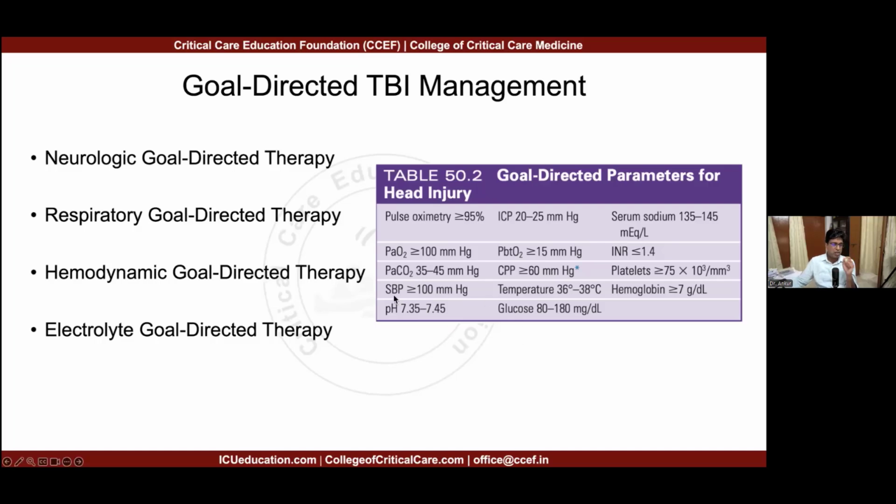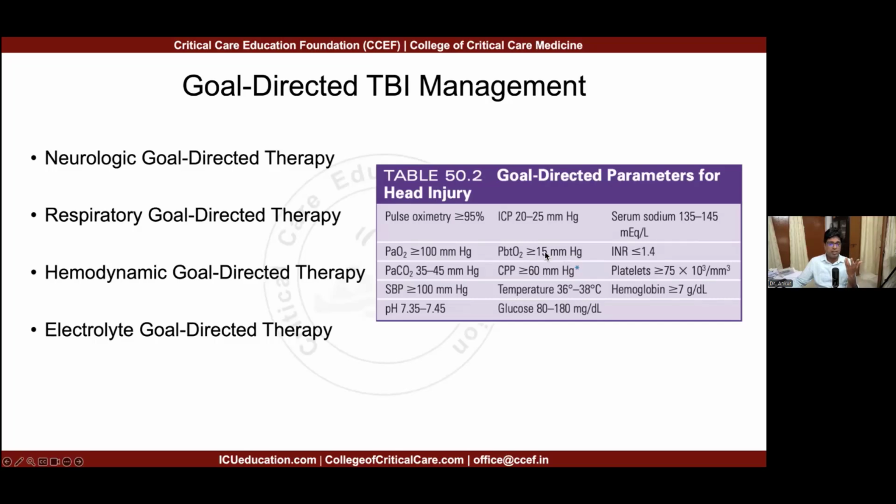We'll discuss this. Systolic blood pressure, mind you, this is not mean arterial pressure, this is systolic blood pressure, needs to be kept equal to or more than 100. Here we are not talking about the permissive hypotension, which is there in the other forms of trauma patients. In traumatic brain injury, to perfuse the brain, you need to keep the systolic blood pressure more than 100. pH, obviously, everybody knows that we need to keep normal. ICP below 20. It is written 20 to 25, but we need to keep it below 20. This is brain tissue oxygenation, advanced monitoring.